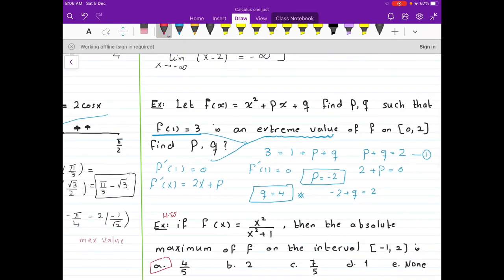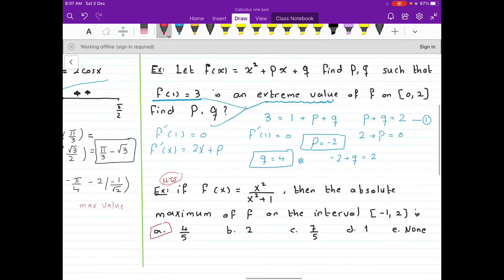Now, homework. If f of x equals x squared over x squared plus 1, it is clear that the domain of this function is R, then the absolute maximum of f on the interval minus 1 to 2 is, and I gave you choices. The answer I think is 4 over 5, but check.